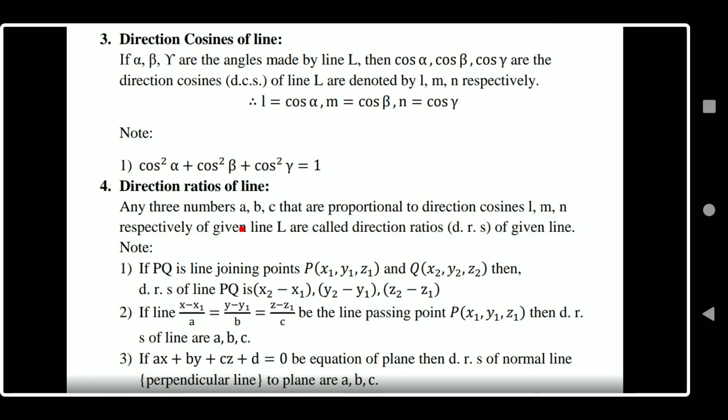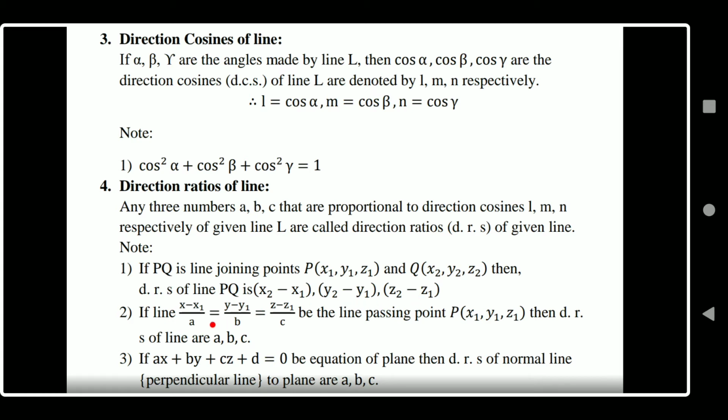Any three numbers a, b, c that are proportional to the direction cosines l, m, n respectively of the given line L are called direction ratios, that is DRs, of the given line. Note that if PQ is the line joining points P and Q, then the direction ratios of line PQ are x2 minus x1, y2 minus y1 and z2 minus z1.